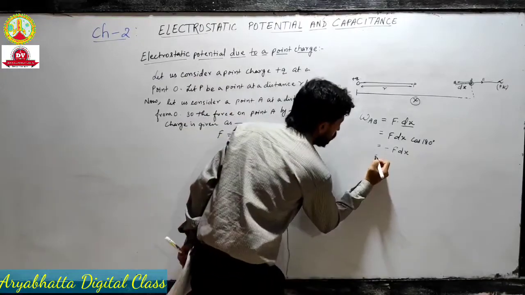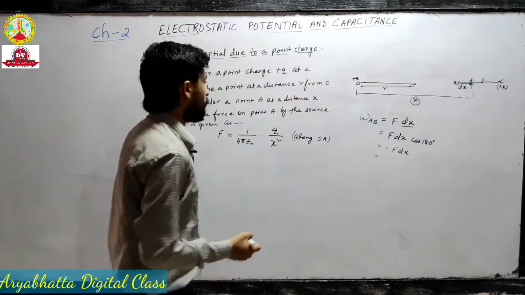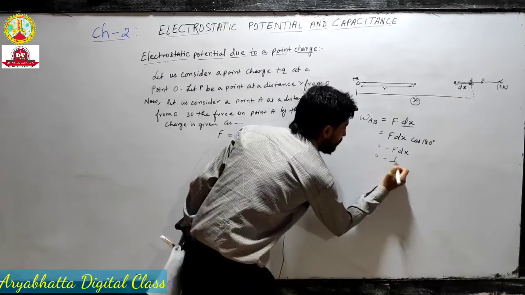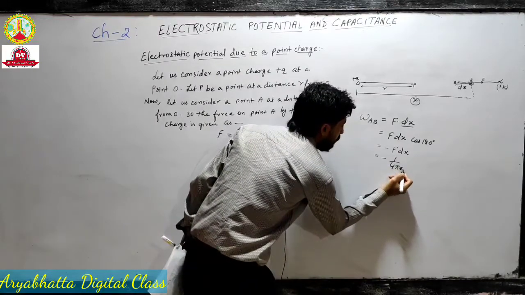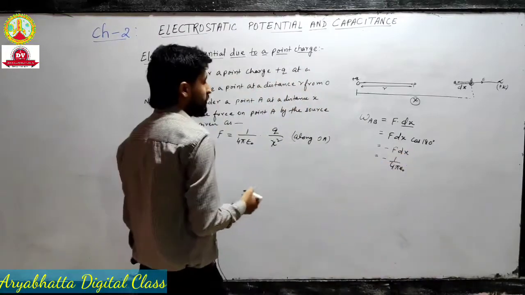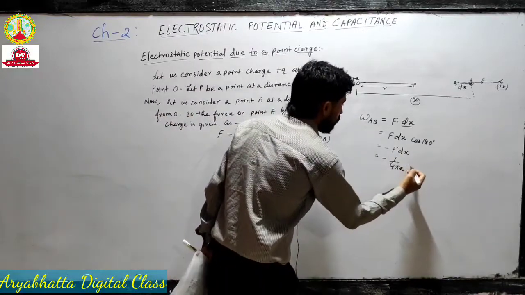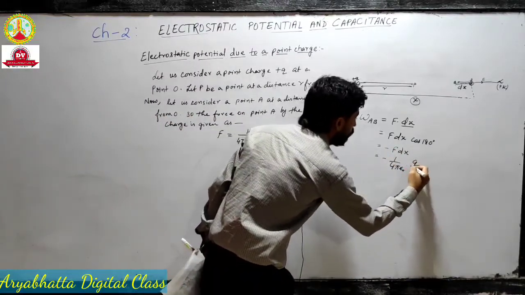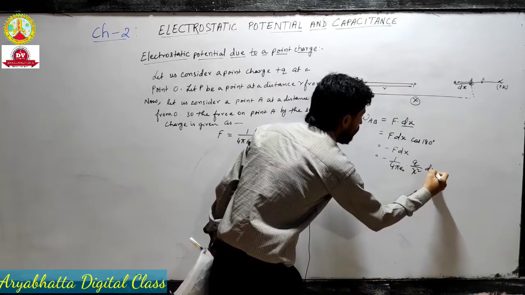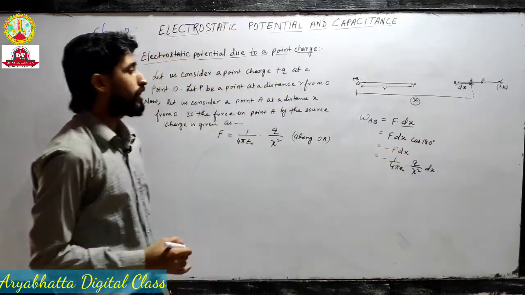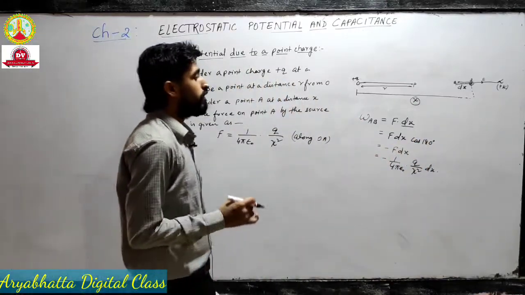Now see, let's put the value of f here. What we have got? Minus 1 by 4 pi epsilon naught Q by x square into dx. So this amount of work is done from A to point B.